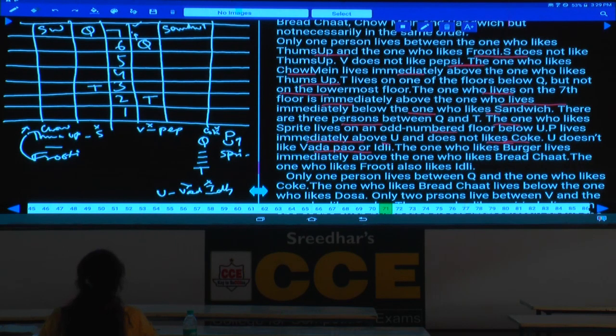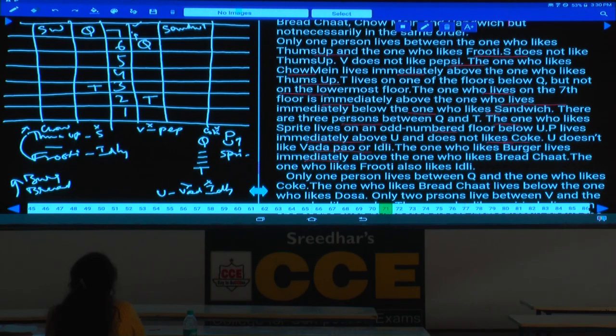The one who likes burger lives immediately above the one who likes bread chaat. Now these 2 persons are adjacent. The one who likes fruity also likes idli. Now fruity and idli must be together.